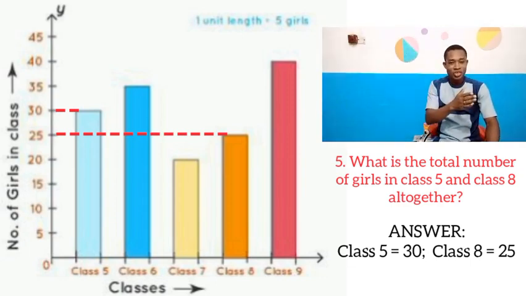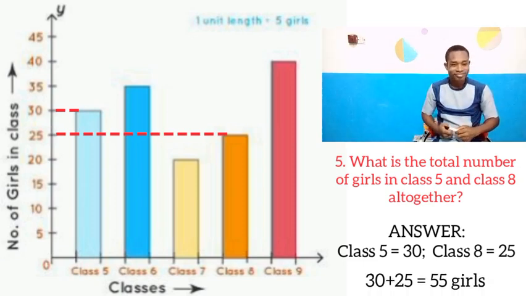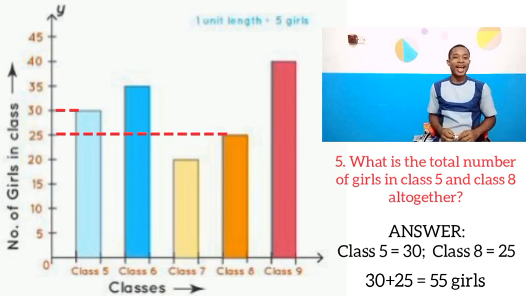Class 5, 30 girls. Class 8, 25 girls. So we are going to add the two together to get the number of girls in class 5 and class 8 all together. So it's going to be 30 plus 25. And 30 plus 25 will give us 55. Therefore, there are 55 girls all together in class 5 and class 8.